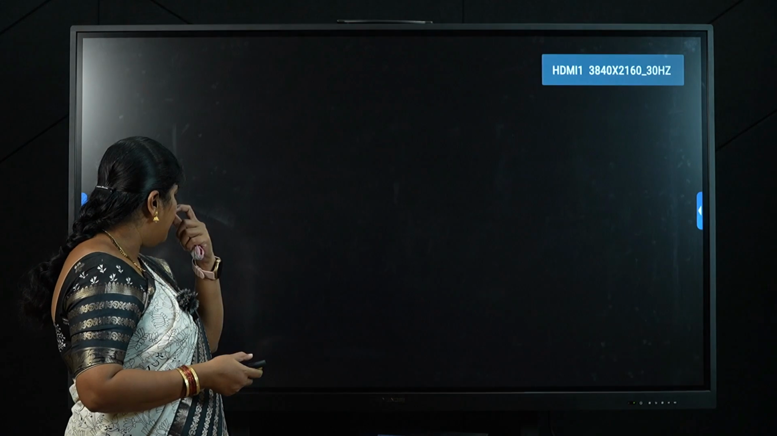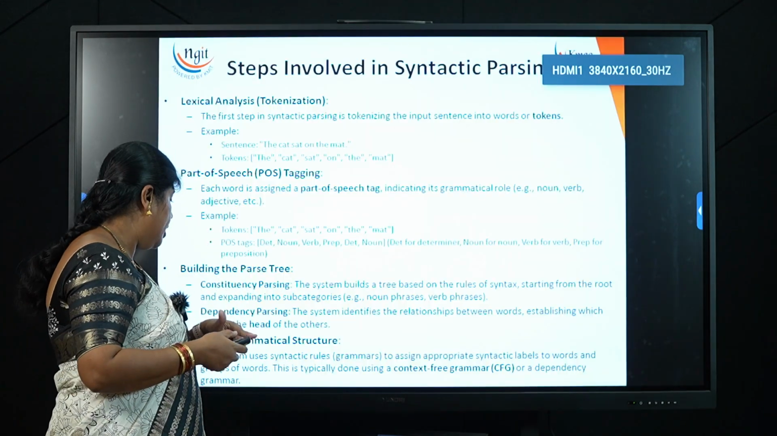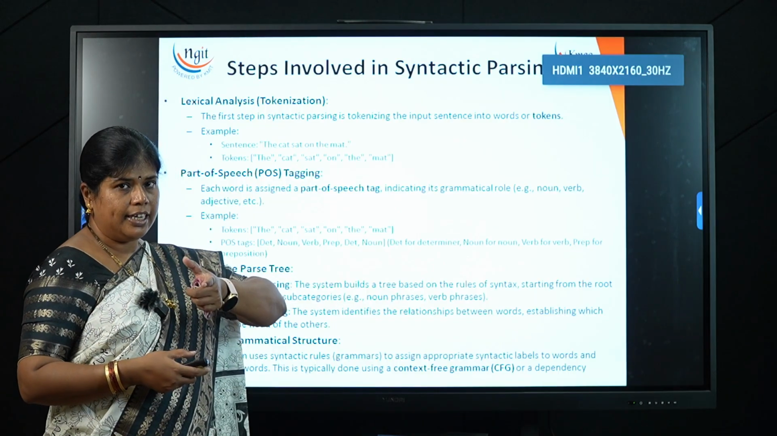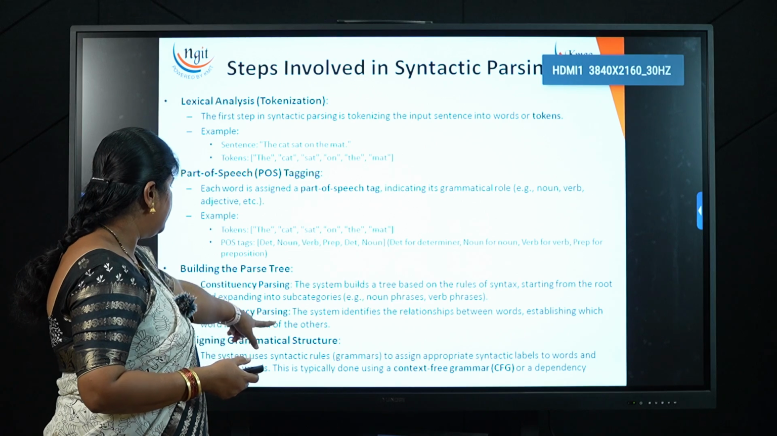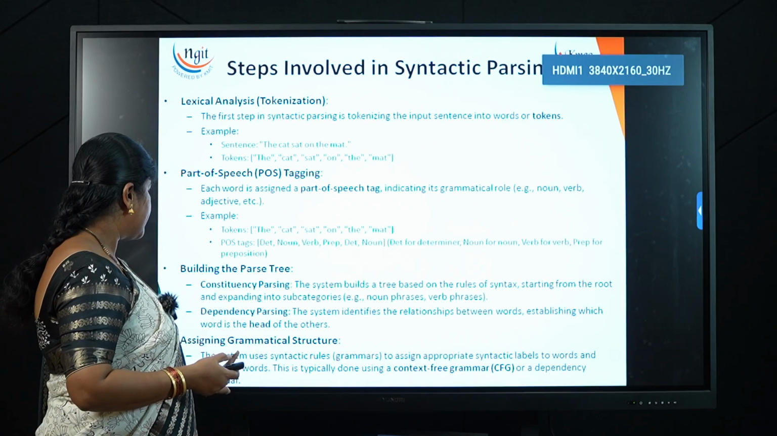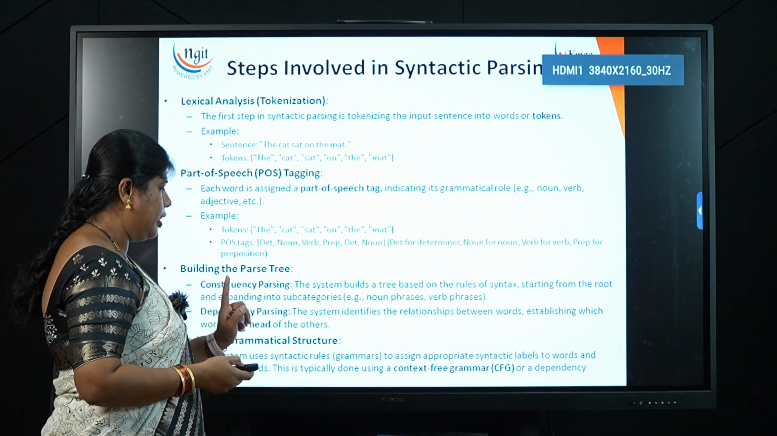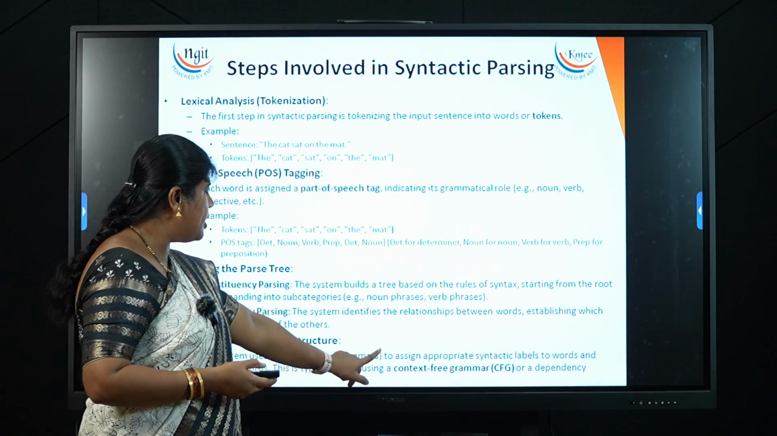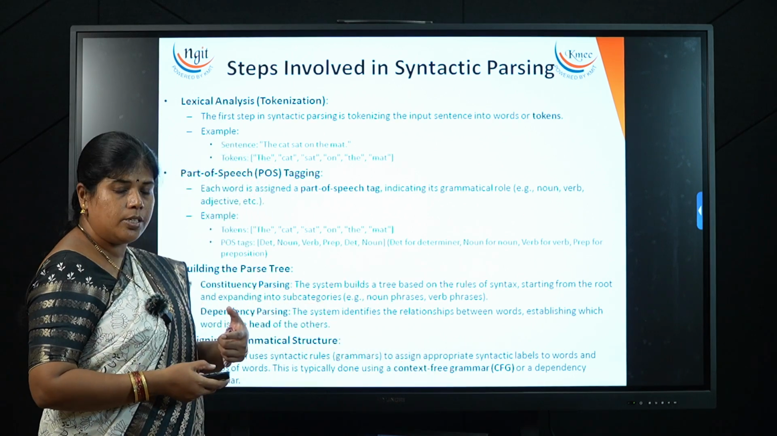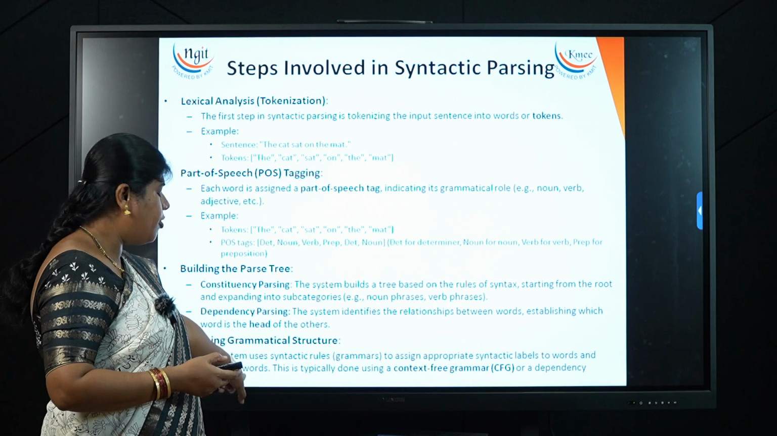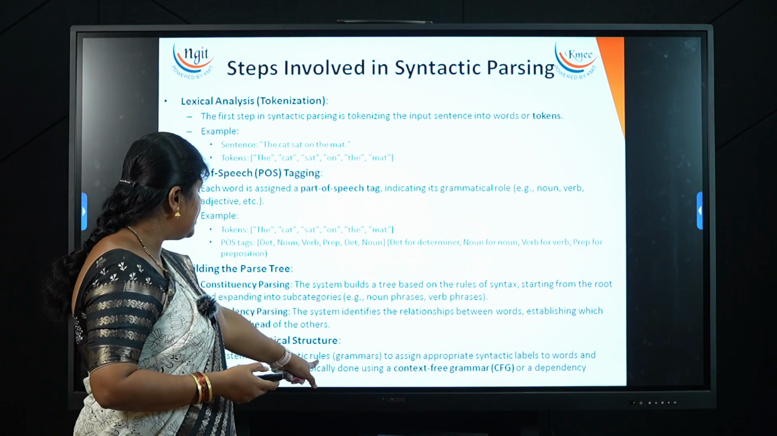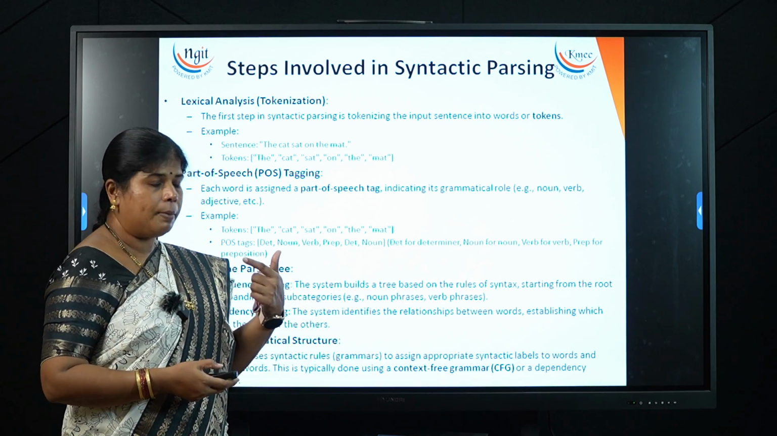Based on that I will develop my tree, and then in dependency parsing, how the nodes are related with each other, based on that the dependency parsing will be decided. Okay, and then a grammatical structure will be assigned based on the syntactic rule. So this is what is known as context free grammar, which means you are giving labels to the word or group of words, that is, you are giving a label to the phrase. But how? By applying syntactic rules, by applying the grammatical rules.